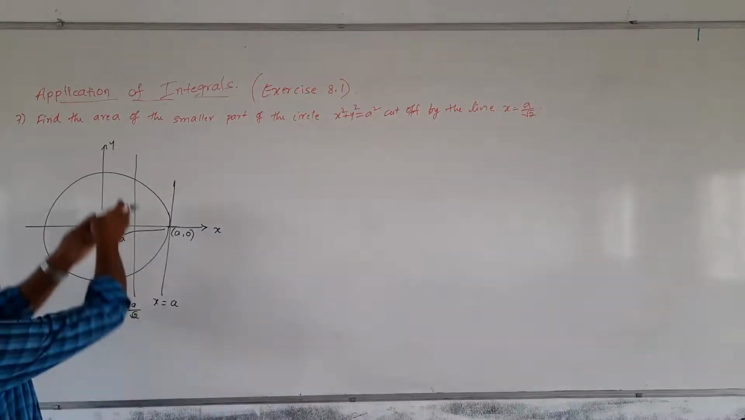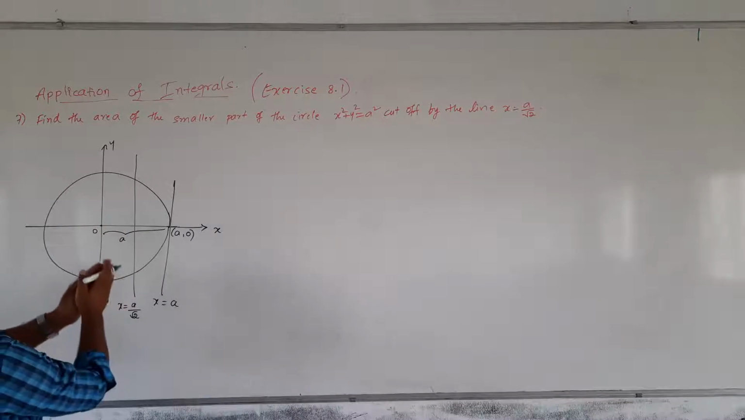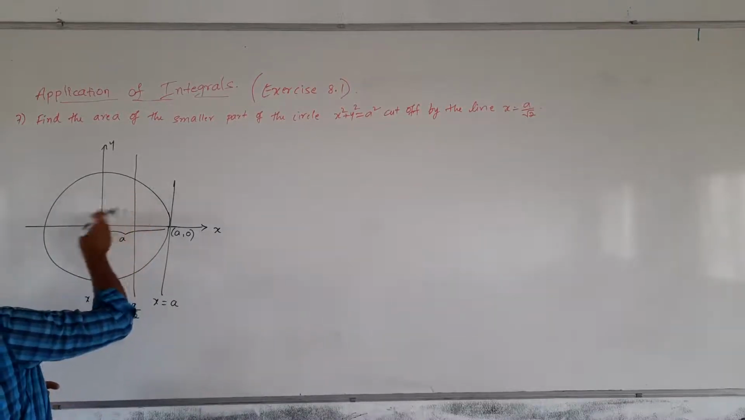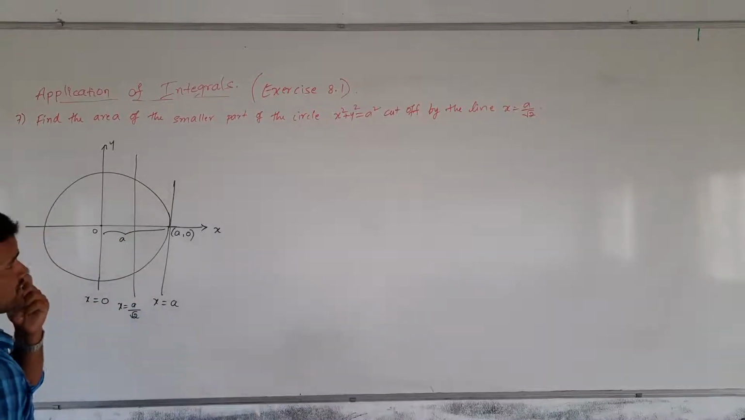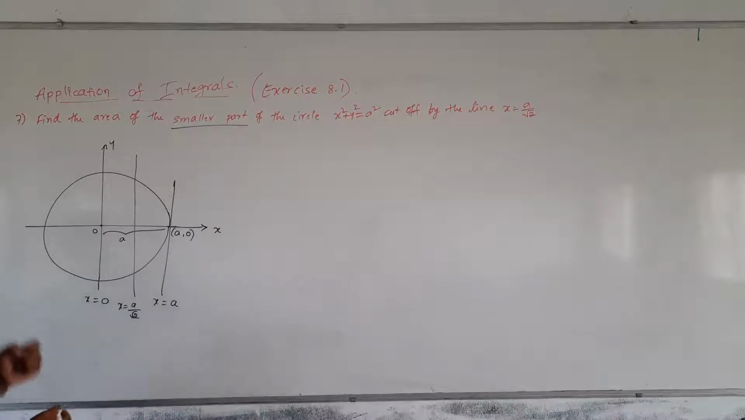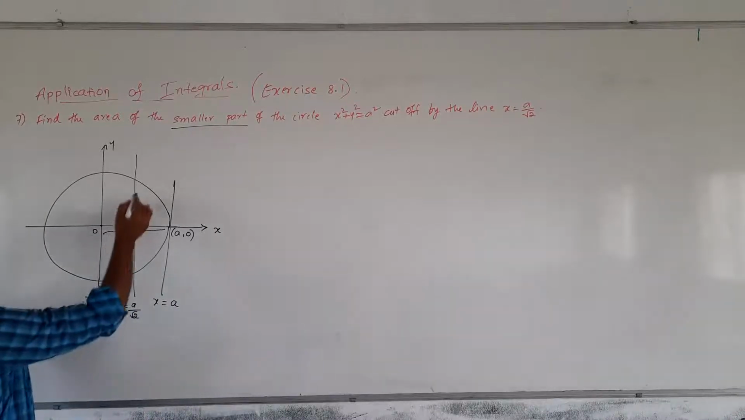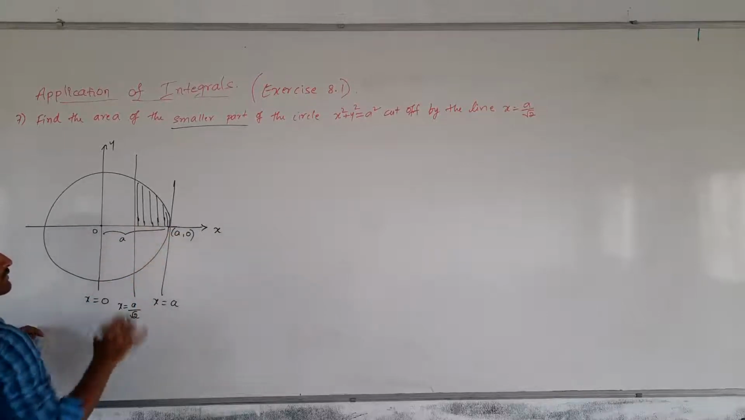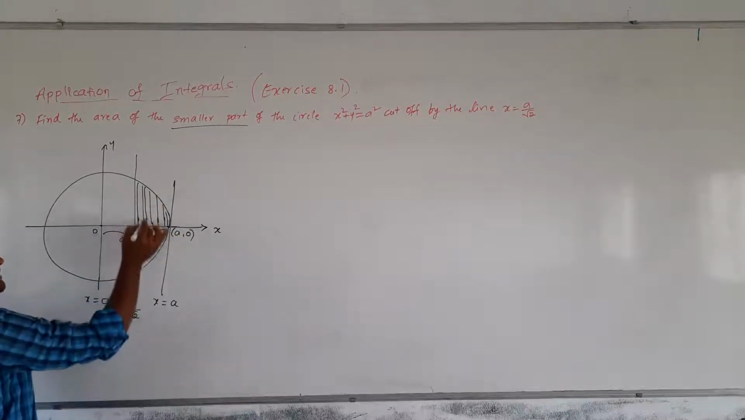This line x is equal to a by root 2 has divided the circle into two parts. One is the smaller part, another one is the larger part. They asked you to find the area of the smaller part, which means this area I have to find. This complete area, even what is there below, we need to find out. But we will say only this much.